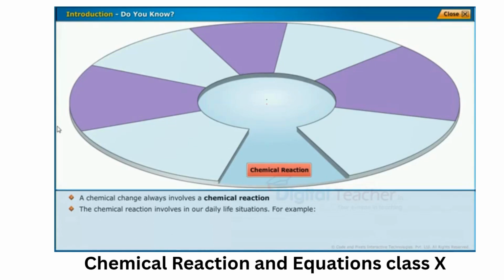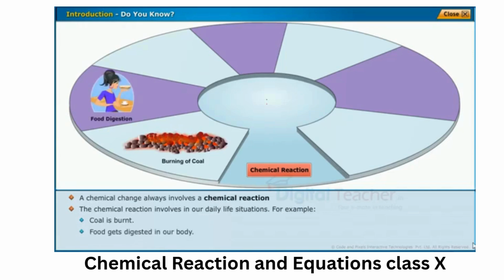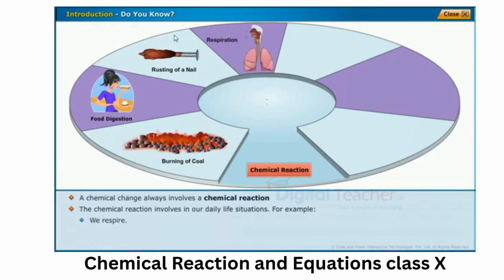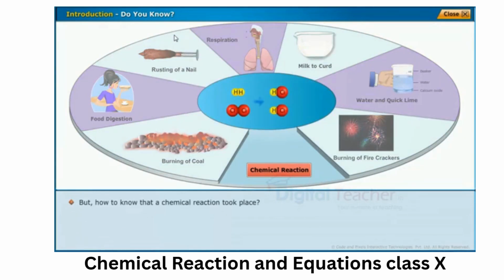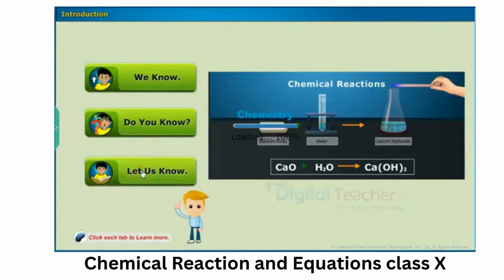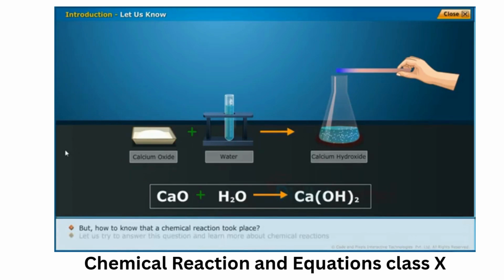For example, coal is burnt, food gets digested in our body, an iron nail is exposed to humid atmosphere for a long time, we respire, milk is converted into curd, water is added to quicklime, crackers are burnt. But how to know that a chemical reaction took place? Let us try to answer this question and learn more about chemical reactions.